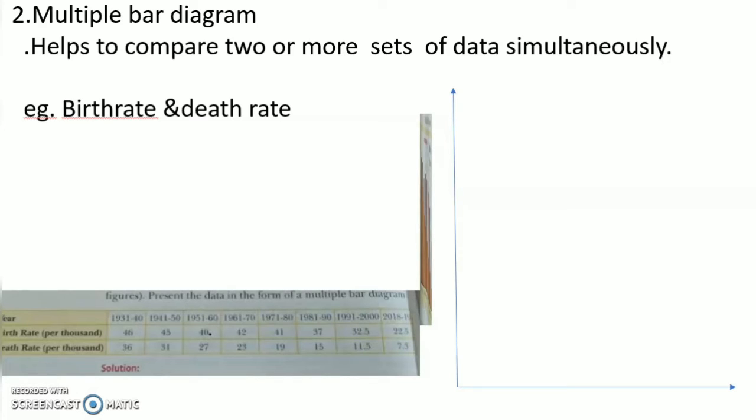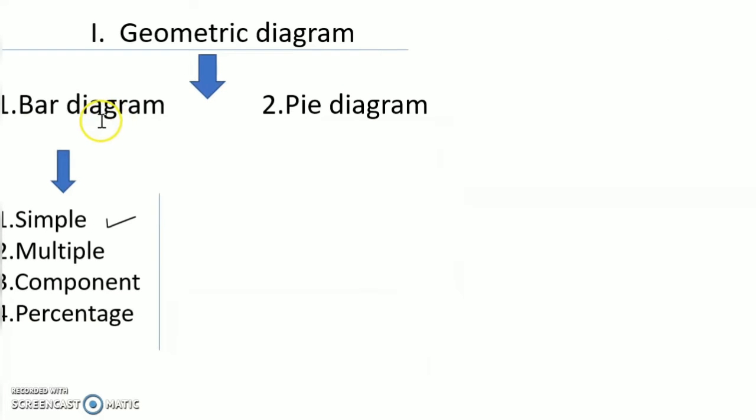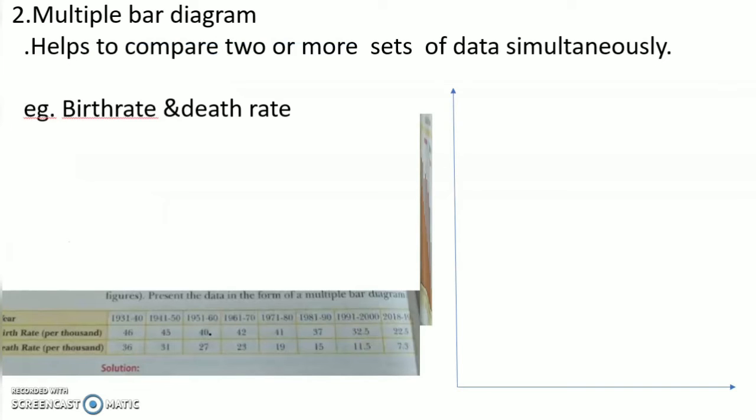Now, the next bar diagram is the multiple bar diagram. As we already saw, different bar diagrams are there. One is simple, second is multiple, third is component, and percentage. We already covered the simple bar diagram. Now the next one is multiple. So what is a multiple bar diagram? From the term itself we get what it is. Multiple means it's not single, right? So that means we are using two or more sets of data simultaneously, and that helps to compare the data. That is the multiple bar diagram.